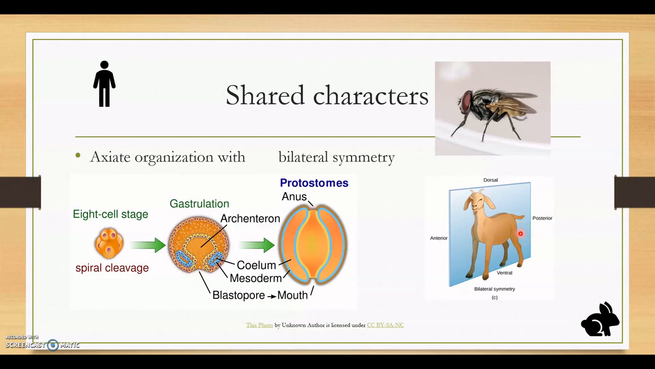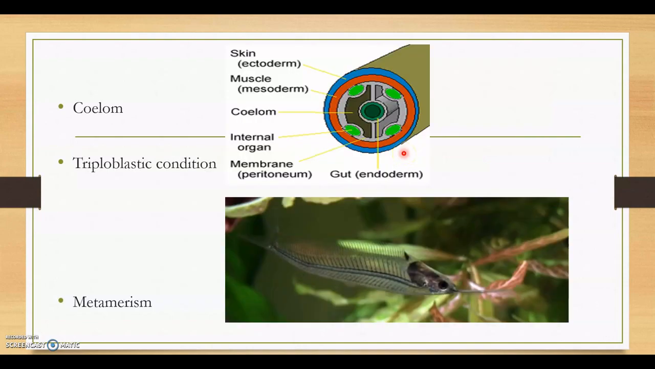Bilateral. Lateral means what? Left and right side. This you already know. So this is what? Axiate organization with the bilateral symmetry. It simply means what? Axiate organization. There is an anterior-posterior axis and also a dorsoventral axis. But remember one point, the anterior-posterior axis and dorsoventral axis are different in non-chordate.